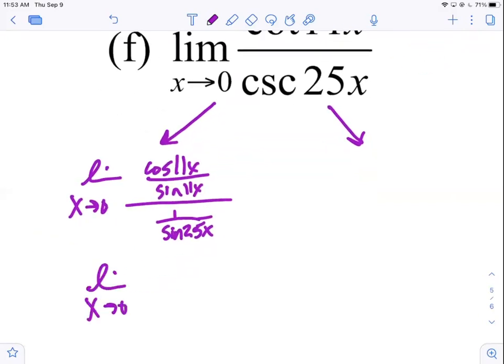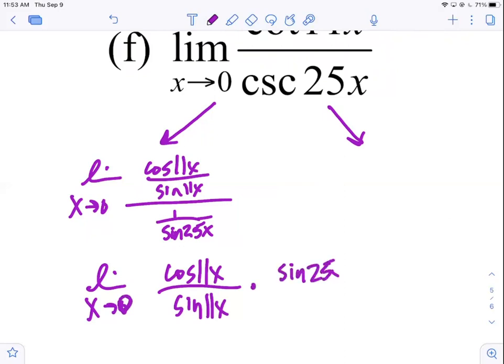So we stay in the top, cosine of 11x over sine of 11x. As x goes to 0, stay, change, flip, we get sine of 25x over 1. And now we plug in and we get 0 over 0, which is another indeterminate form. It's the reciprocal of infinity over infinity. But now I think at least we have it, yes?